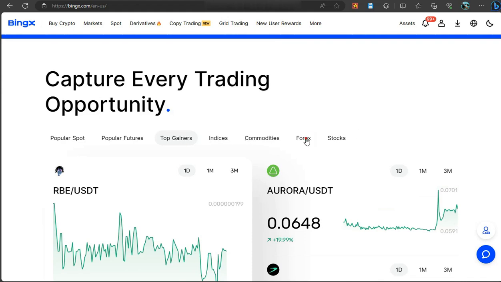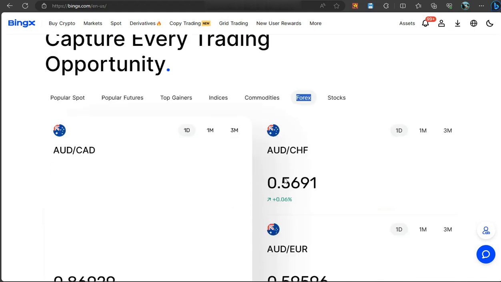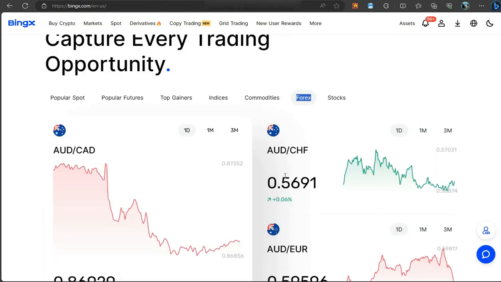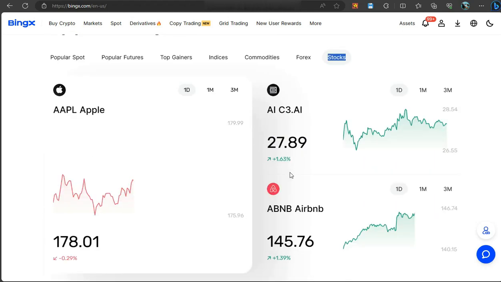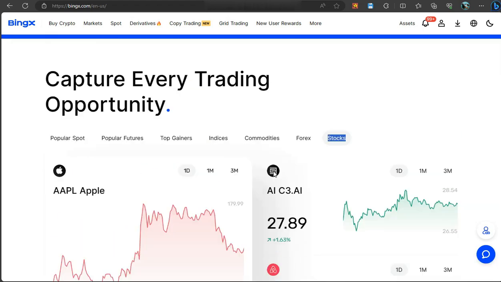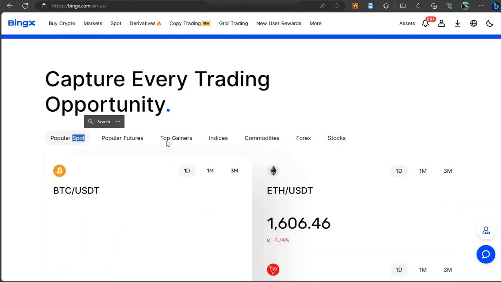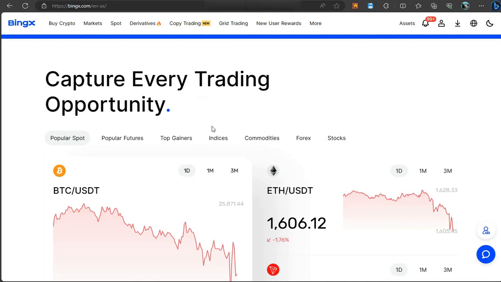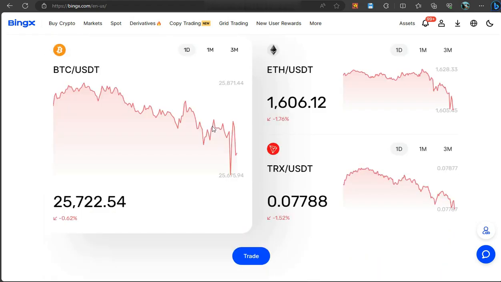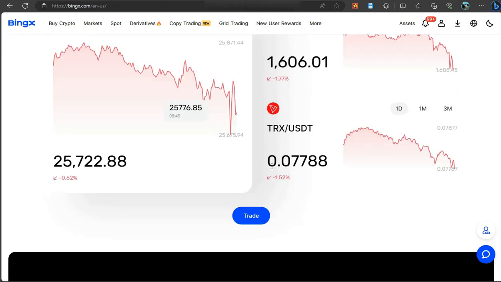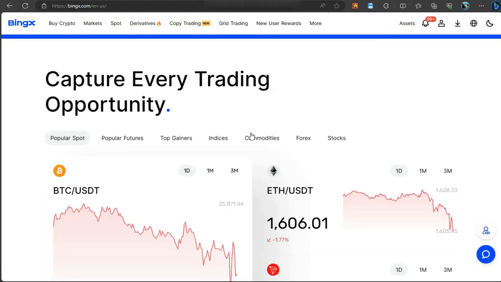So forex, you can see what is happening in the forex market. You can see what is happening in the stock market as well. Here it is just a very simple thing that can help you to capture trading opportunities, as they have written.